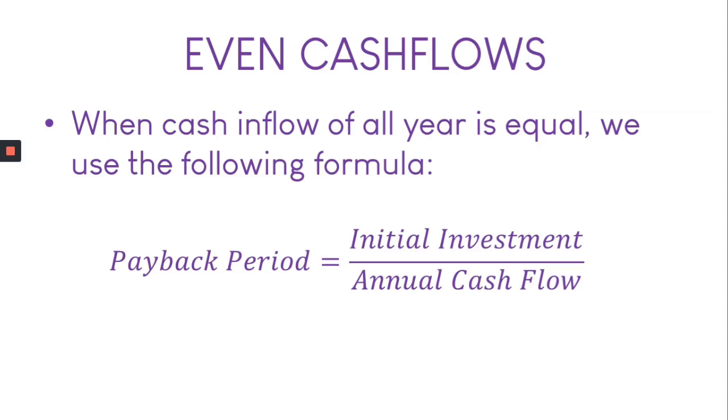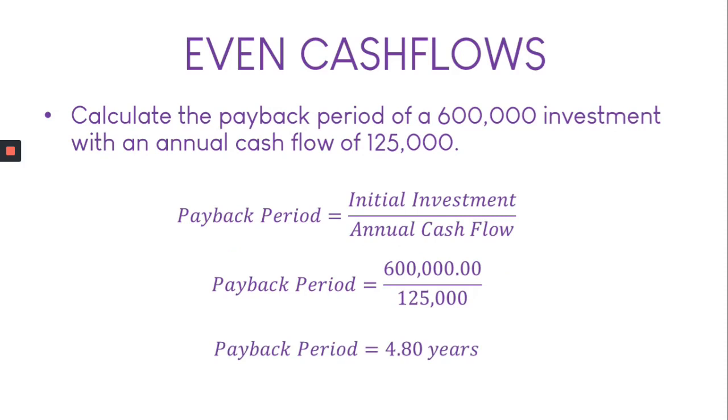First type under this is the even cash flows. Even cash flows meaning every single year it gives you the same output of cash inflow. So every year it's equal. So we will use the formula: payback period is equal to initial investment over the annual cash flow. Let's say that we have a 600,000 investment and the annual cash flow is 125,000. So 600,000 divided by 125,000, the payback period is 4.8 years.